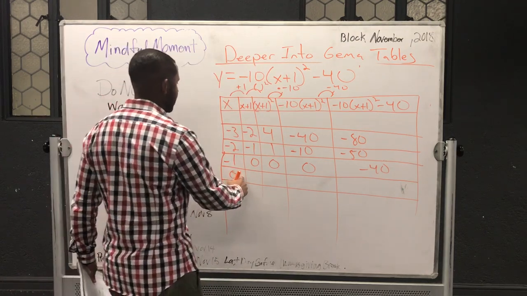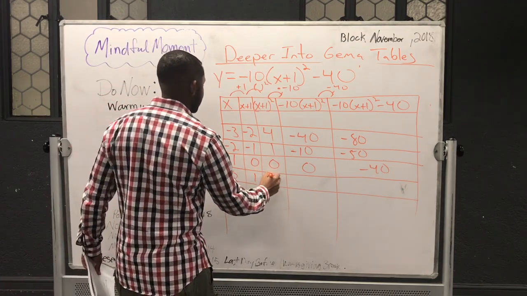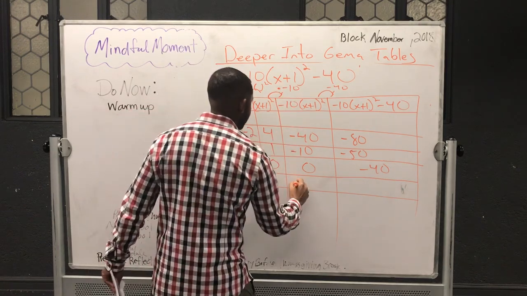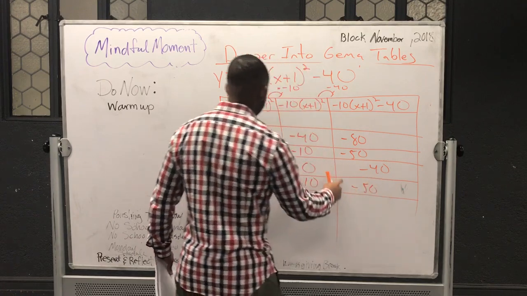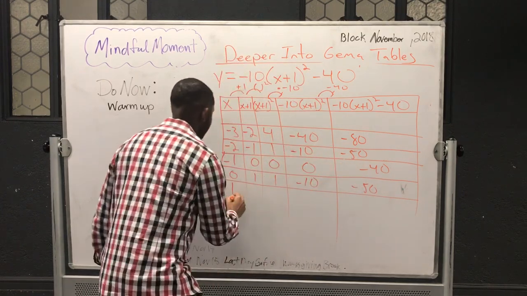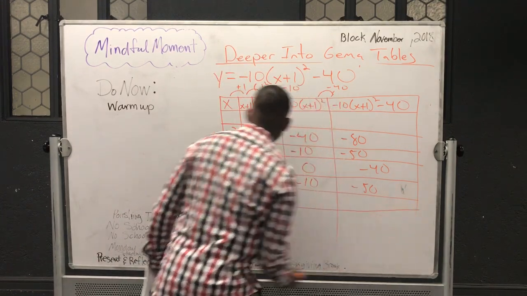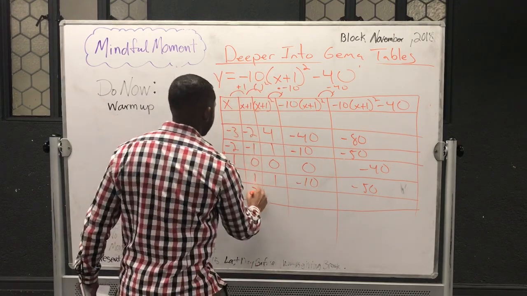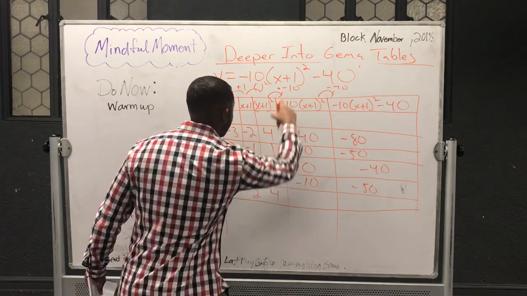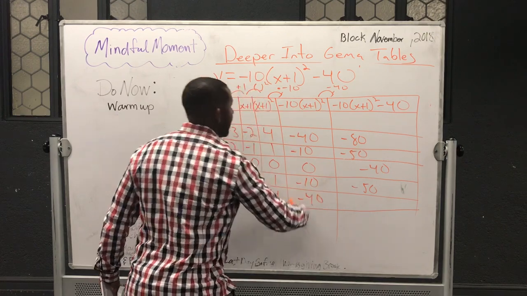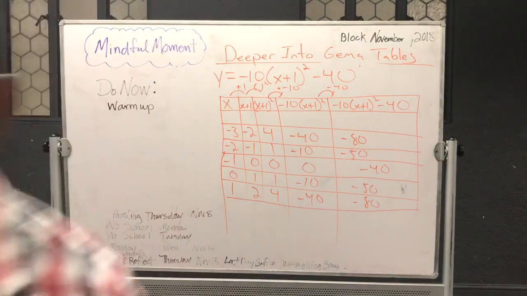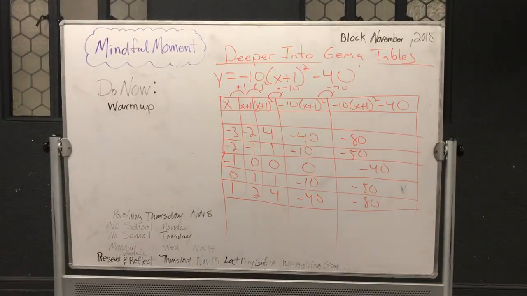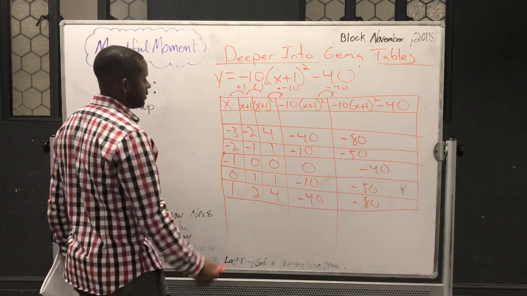Let's see if we look. 0 plus 1 is 1. 1 squared is 1. 1 times negative 10 is negative 10. And negative 10 minus 40 is negative 50. My symmetry is looking good so far. And finally, 1 plus 1 is 2. 2 squared is 4. 4 times negative 10 is negative 40. And negative 40 minus 40 is negative 80. My symmetry is looking great. Am I still recording? Yep, I am. So my symmetry looks great.